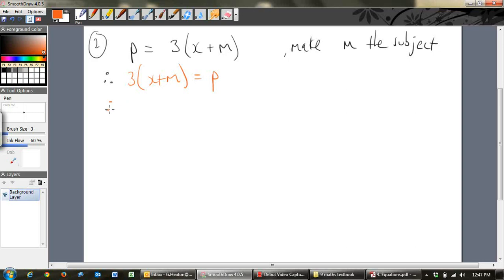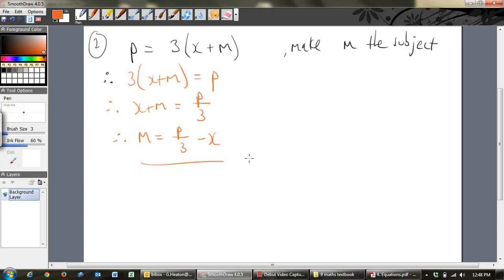Let's get rid of this 3. Therefore, x plus m is equal to, what happens when 3 moves to the other side? This is times by 3, so it's going to be divide by 3, so it'll be p over 3. And then we want just m the subject, not x, don't get confused, we want m this time. So let's move this x over to the other side. When we move it to the other side, it'll become a negative x, so it'll be p over 3 minus x, like that. And there's your answer.